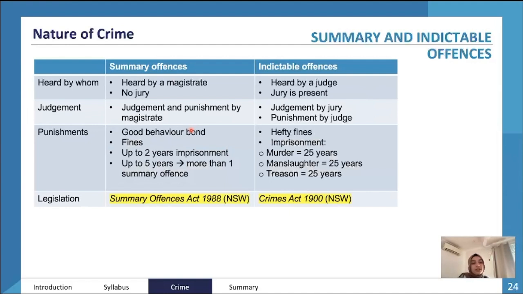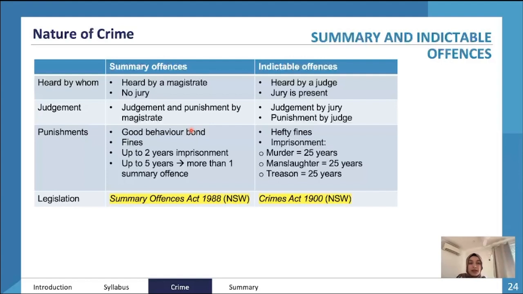Summary offences are heard by a magistrate, which is the judge for the local court. You don't call them a local court judge, you just use the word magistrate, which is exclusive to the local court. Indictable offences will be heard by a judge. The difference though is that in summary offences, which are minor offences, there's no jury, whereas in indictable offences there is a jury.